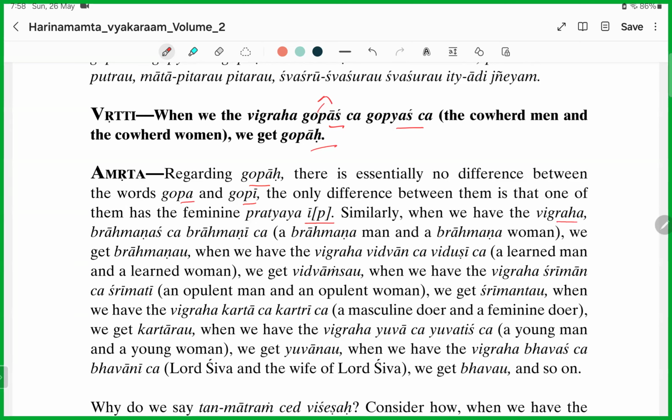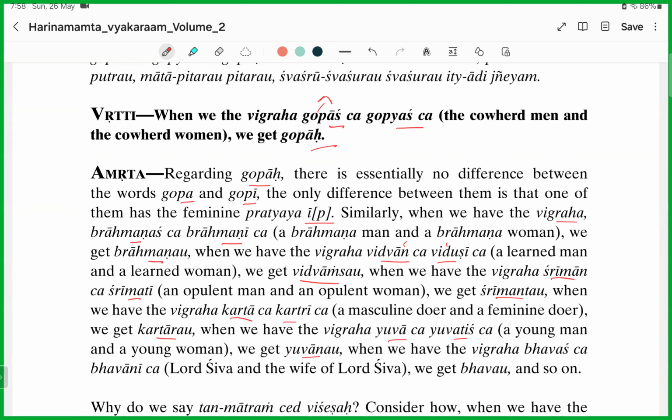Similarly, when we have the vigraha Brahmanascha Brahmanicha, we get Brahmanau. When we have the vigraha Vidwan Vidushicha, we get Vidvamsau, because it is referring to two. When we have the vigraha Shriman Shrimati, we get Shrimantau. Vigraha Karta Kartri, we get Kartarau. Yuva Yuvati, we get Yuvanau.